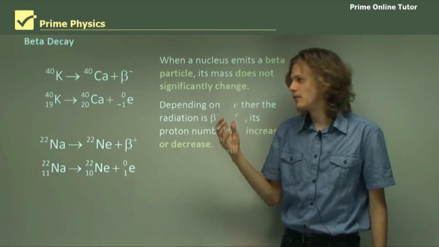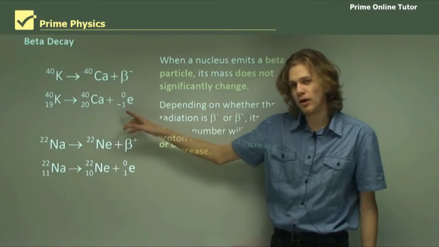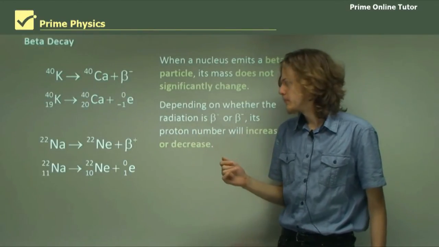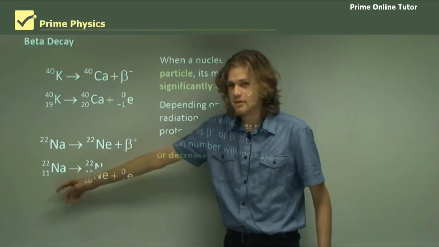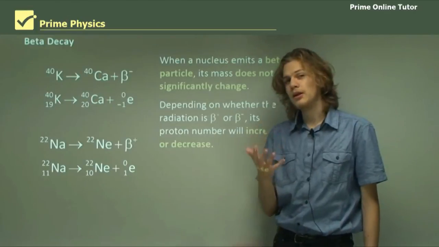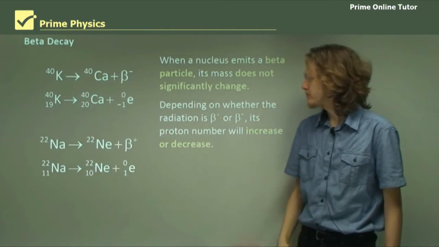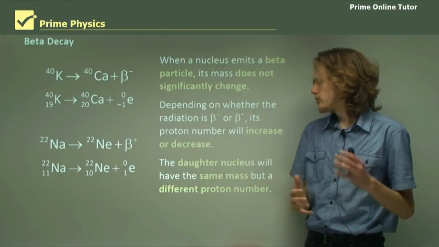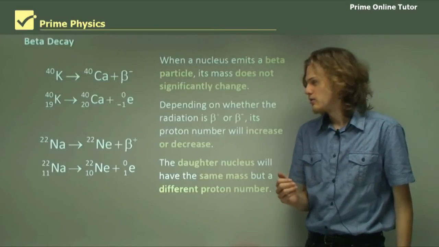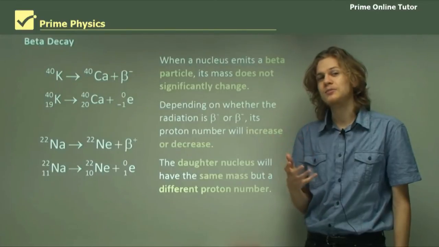If we add the charges together, we have 19 on this side and 20 -1 on the other. For the bottom decay, beta plus, we have 11 on this side and 10 + 1 on the other. So that means for beta plus decay, the proton number decreases. So the daughter nucleus will have the same mass, but a different proton number. So this is how we can transmute one element to another without it changing its mass.